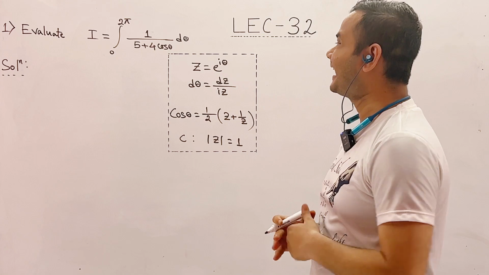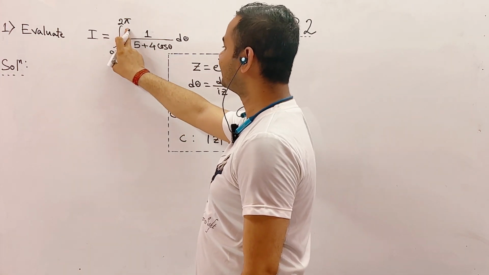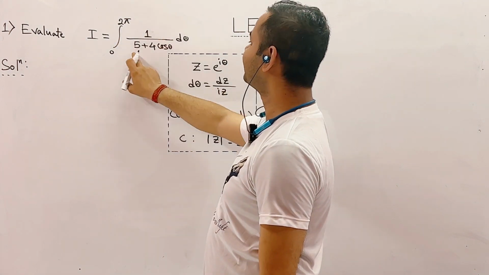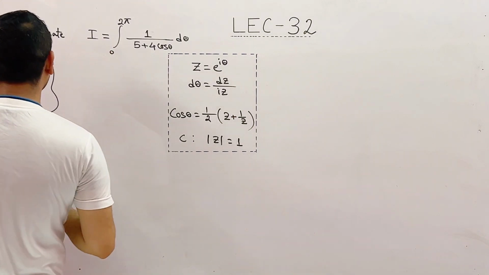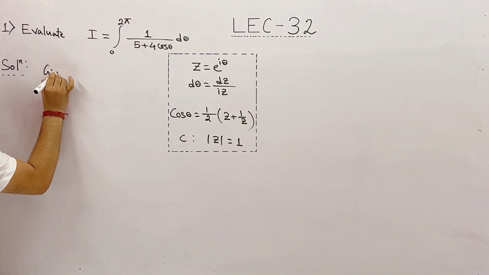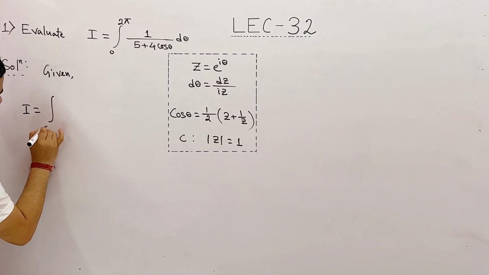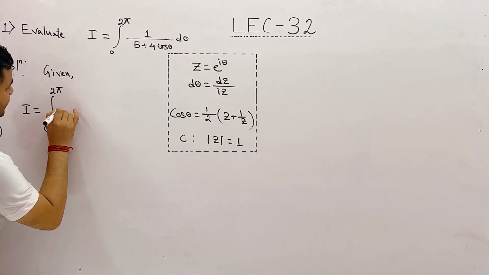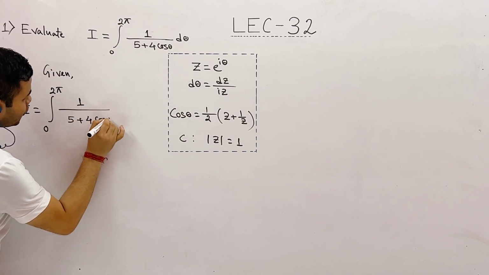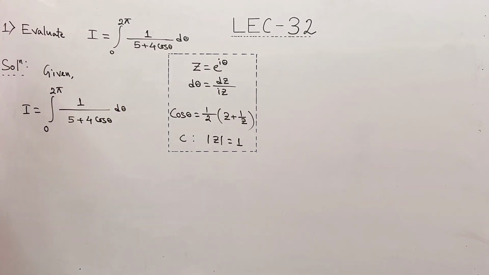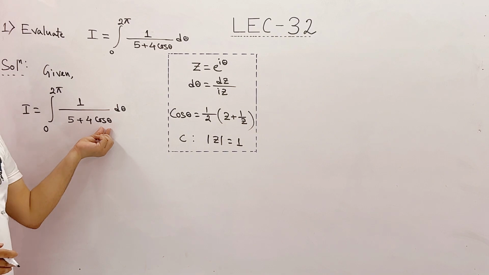Problem number 1. According to problem number 1, we have to evaluate the integral I is equal to integration 0 to 2 pi 1 divided by 5 plus 4 cos theta into d theta. Now, let me solve problem number 1. So, given I is equal to integration 0 to 2 pi 1 divided by 5 plus 4 cos theta into d theta. Now, let us substitute the values of d theta and cos theta here.